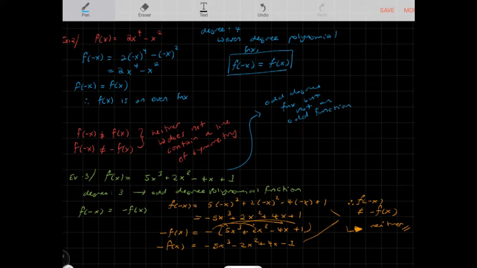So although even functions all have even degrees in terms of polynomials, and odd functions have odd degrees in terms of polynomials, the opposite isn't true. Odd degree functions aren't always odd functions, and even degree functions are not always even functions. So that's also a very important characteristic to understand as well.